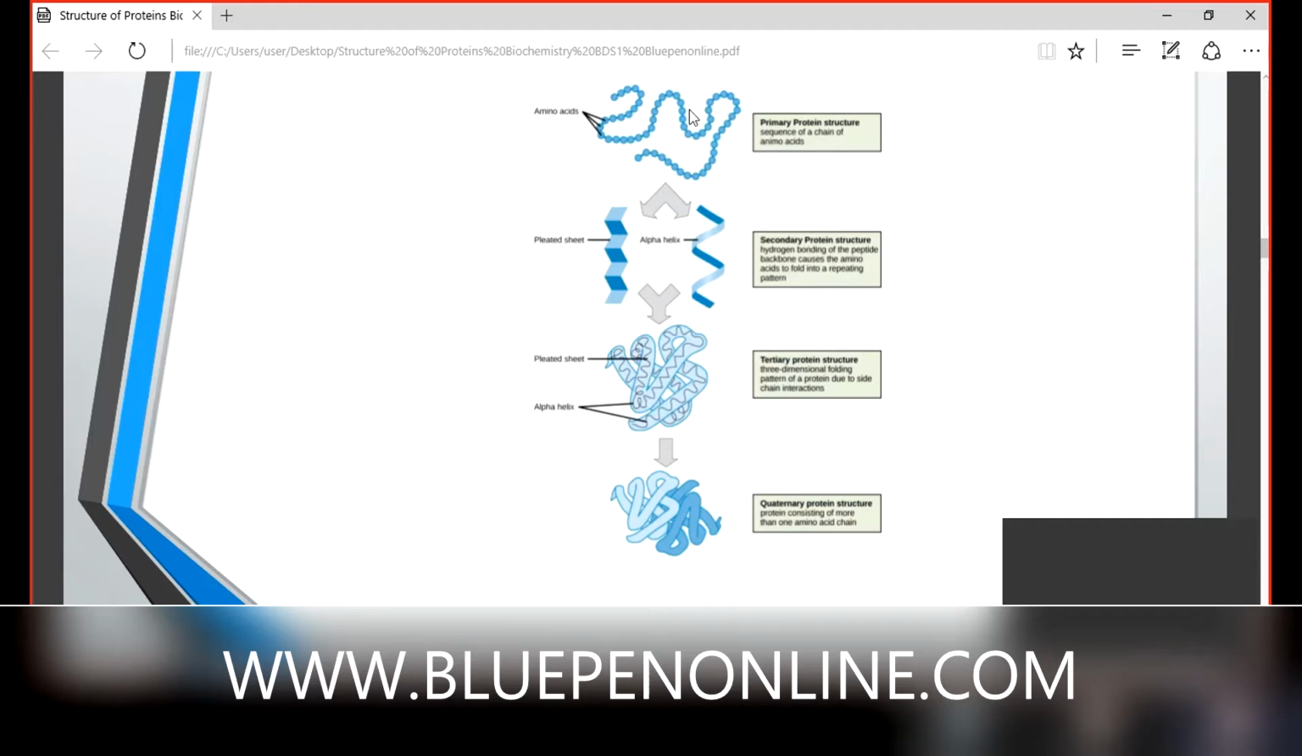So the primary structure contains only peptide bonds and sometimes disulfide linkages. Then secondary structure, like alpha helix and beta pleated sheet, contains additional bonds like hydrogen bonds. Then tertiary structure is the three-dimensional protein structure. Quaternary structure is polypeptides linked together.